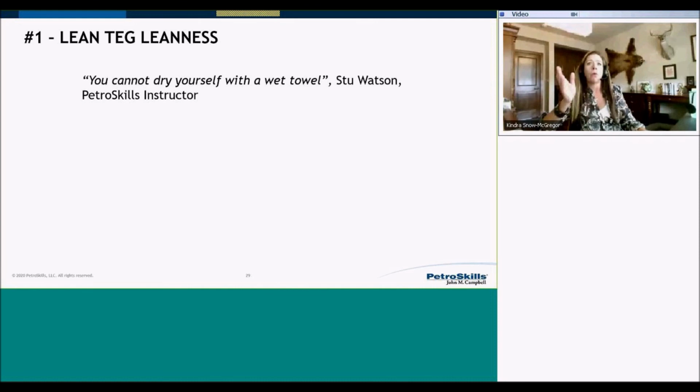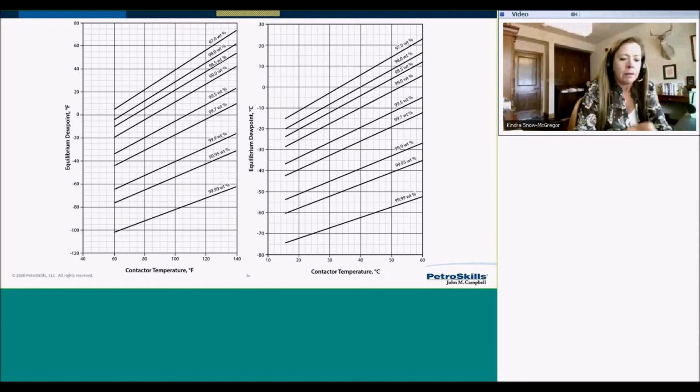And so essentially, if my lean TEG isn't dry enough, I could circulate that solvent around to infinity and never meet my dry gas spec. I just can't get there. So let's take a look at how I figure this out. Now notice, I'm showing two figures here. At the bottom x-axis, this is my contactor temperature. And my y-axis is my equilibrium dry gas dew point that has been in equilibrium with a TEG of various concentrations. All right, so essentially, notice I have 97 weight percent here, 99.9 weight percent here.